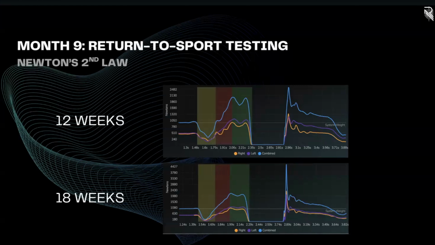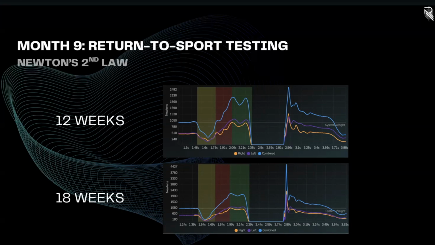So let's take a look at some real force time graphs here from an athlete currently going through ACL rehab. This individual is a high school junior football player who underwent ACL reconstruction using a patellar tendon graft. At 12 weeks post-op here, we can see that peak force production is relatively low, and the overall shape of the blue line representing the total force output lacks smoothness.